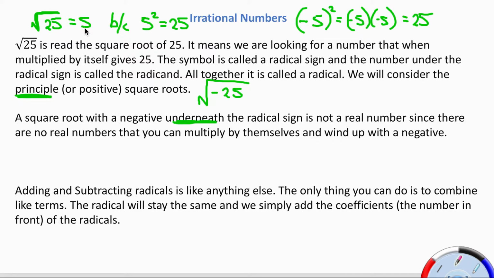Well, +5 times +5 is +25. That doesn't work. -5 times -5 is +25. That doesn't work. It'd have to be +5 times -5, right? But that's not the same number. That's not times itself. So when you get in upper level math, you'll talk more about these. For right now, we're just going to call them not real numbers, okay? They belong to a different group of numbers instead of the real number system.